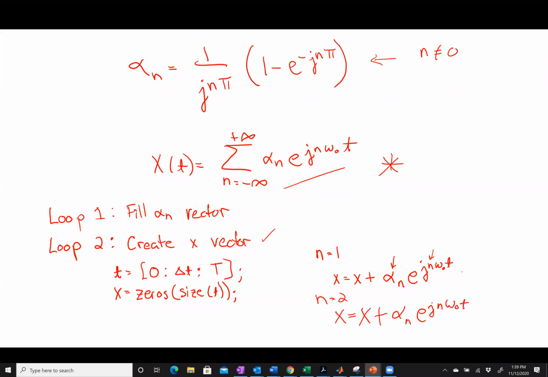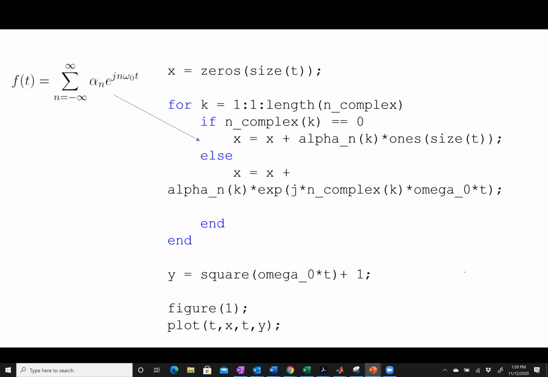Question? So x isn't like a vector, it's just a single number. X is a vector. Notice how I made x: it's a zeros vector with the size of t. Every time I increment the harmonic number, I'm adding in another exponential value that has the same size as x. So this e to the j n omega naught t would have the same size as x. Let's look at the code for that.